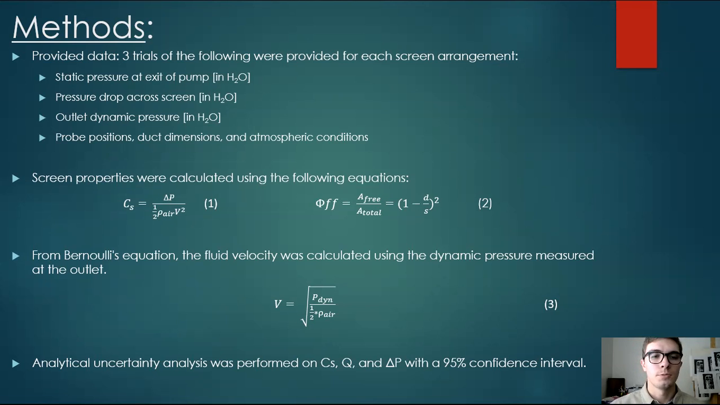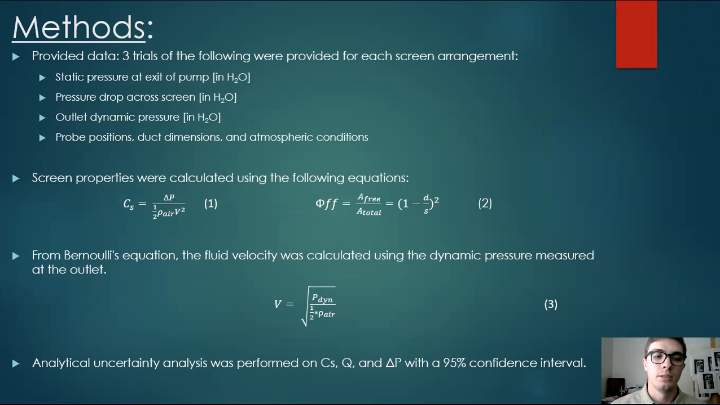The screen properties were calculated using equations 1 and 2, which used the provided data as well as the data that we obtained using ImageJ from the pictures of the different screens. And next, using Bernoulli's equation, the fluid velocity was calculated using the dynamic pressure measured at the outlet.